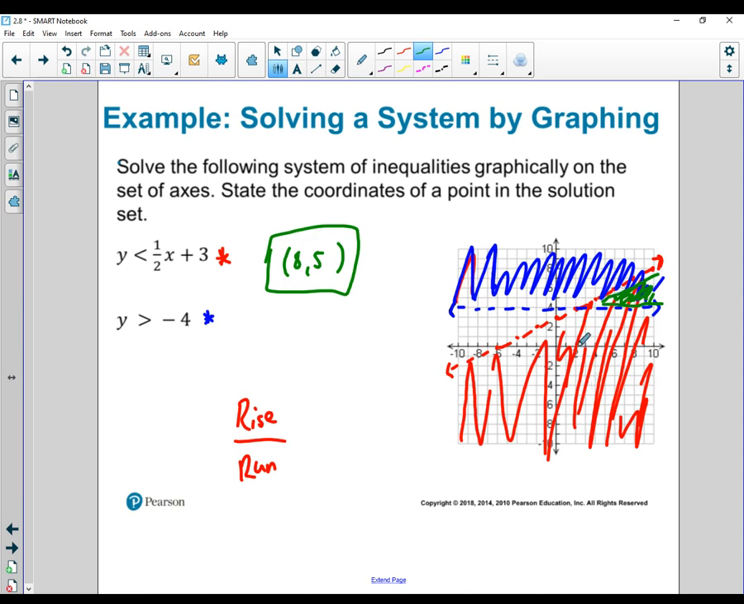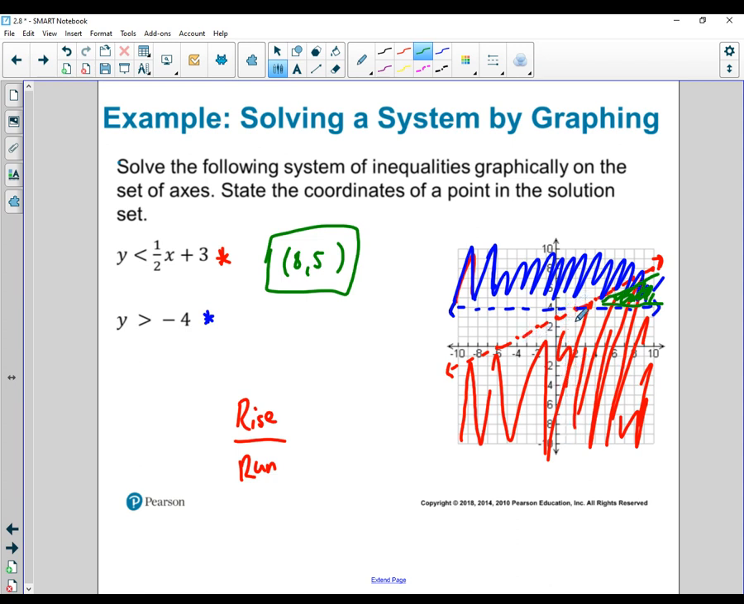The green part or just any shaded part? Okay, good question. Once you graph these lines and you choose solid or dotted, so this red dotted line here was the line 1/2 x plus 3, and this is saying you want all the y values less than that line. So if you look at this line and ask yourself where are all the y values less than this line, they should be below, right?